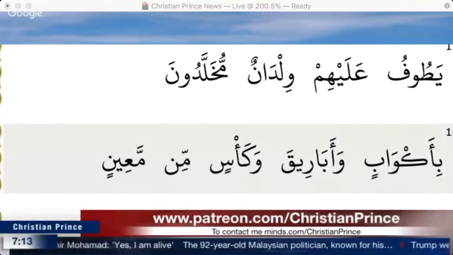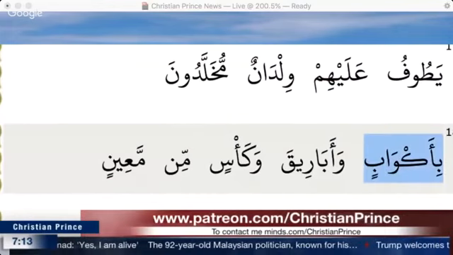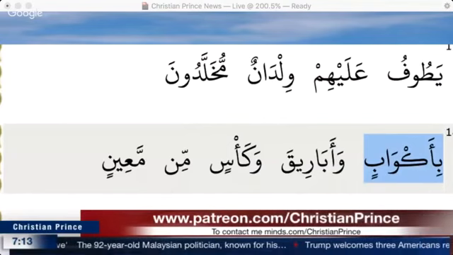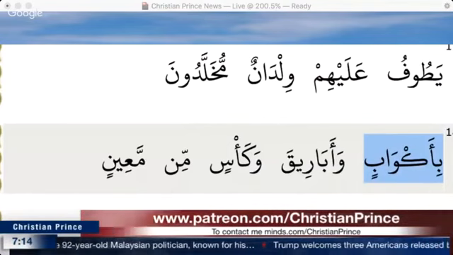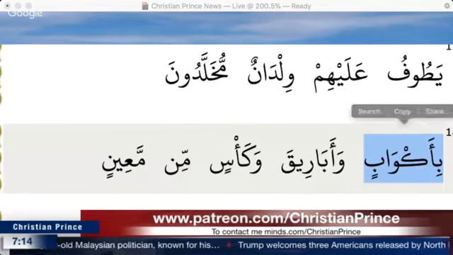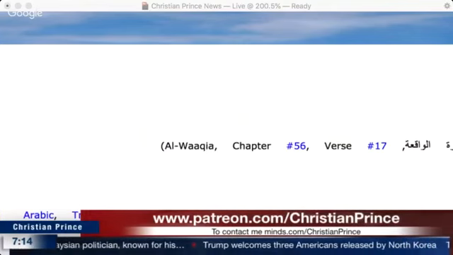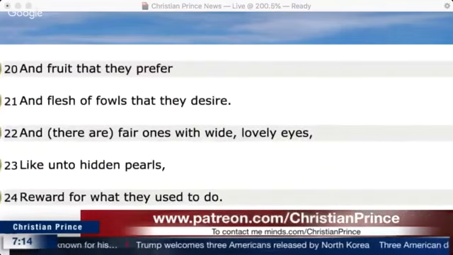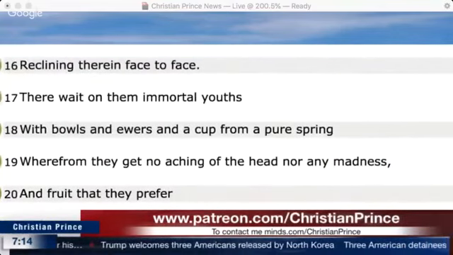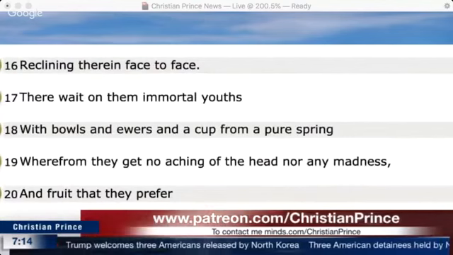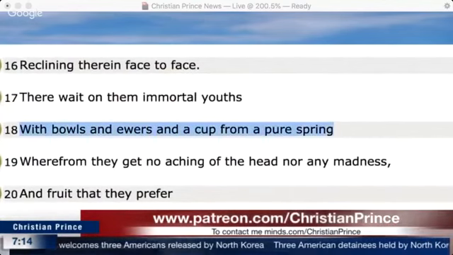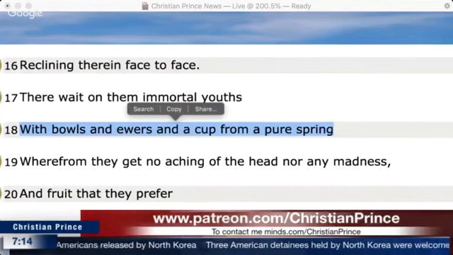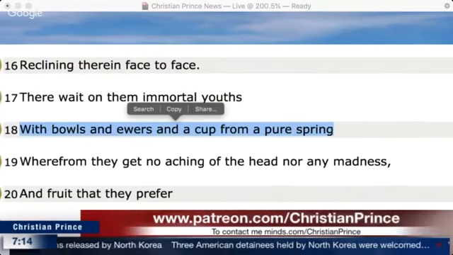What are they doing in verse number 18? They are going around, doing tawaf. Yutufu. But what do they do when they go around you? Read verse number 18, you will see what they are doing. Pitchers and cups from a flowing stream. Yeah, they just surround you with glasses. But they are serving you. They are giving you things. So they are going around you.